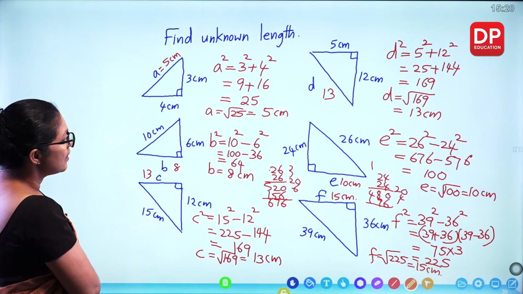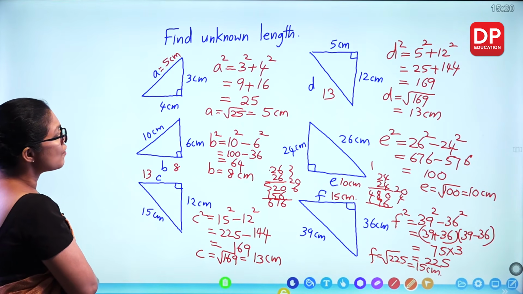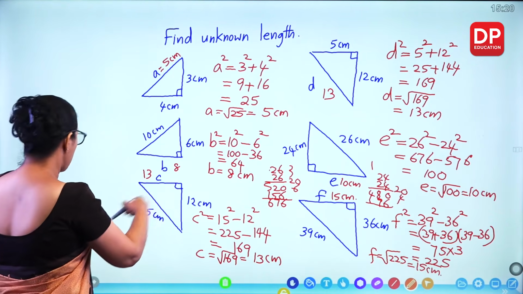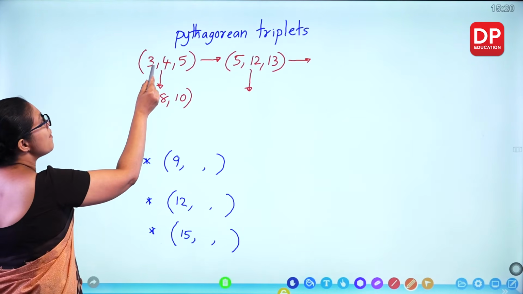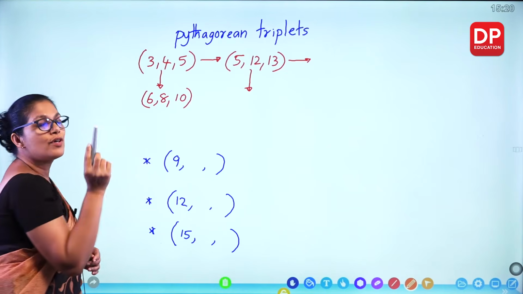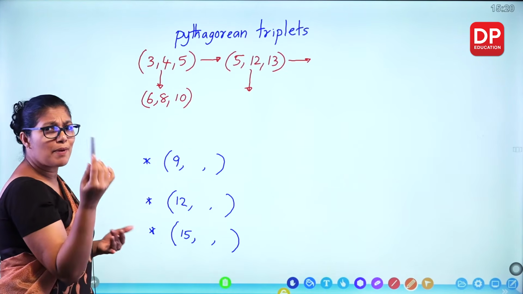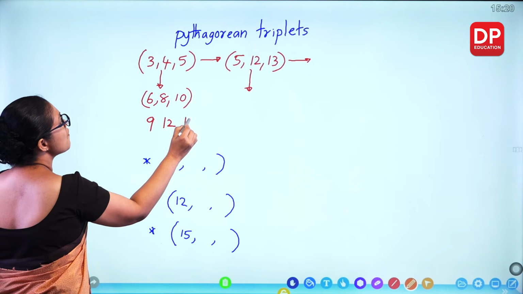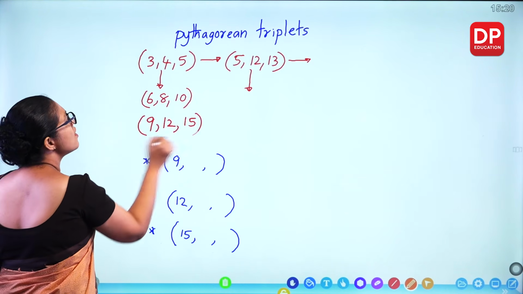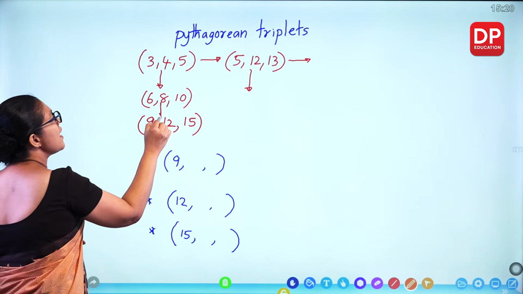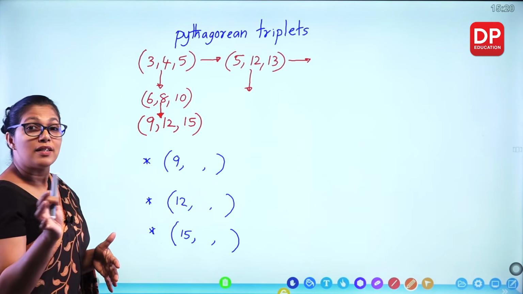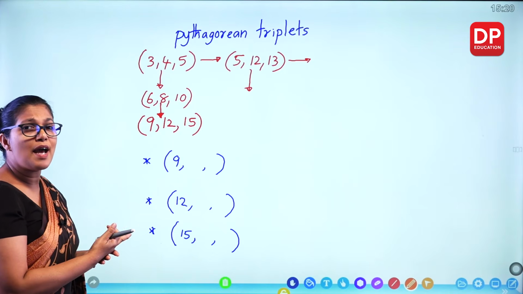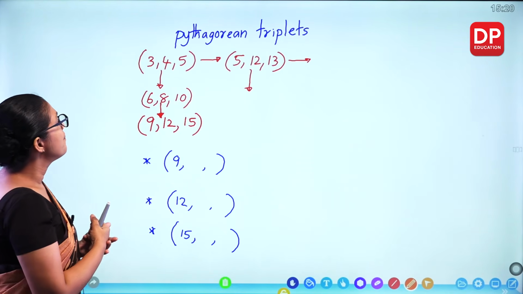What's the other one? 10, 24, 26. We got that one. So here, when you multiplied this by 2, you can get 6, 8, 10. Multiply by 3, 3 times 3, 9. 3 times 4, 12. 3 times 5, 15. That's also a triplet. So this way you can find out as many as you like. Multiples of any number, you get a triplet.